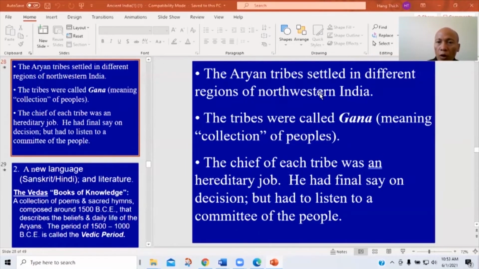The Aryan tribes settled in different regions of northwestern India. The tribes were called Gana, which means collection of people. The chief of each tribe took the job as a hereditary job. They had the final say on decisions, but they needed to listen to the community of people.